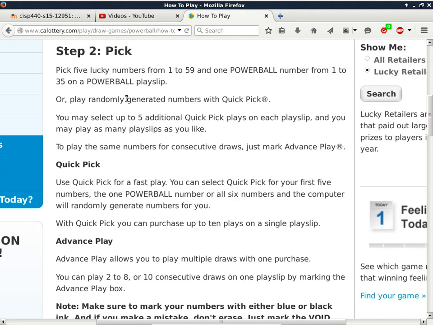Or play randomly generated numbers with quick pick. You may select up to 5 additional quick pick plays on each play slip, and you may play as many play slips as you like. So the bottom line to us, from the mathematical perspective, is you're picking 5 items out of 59, and then plus 1 out of 35. So we want to calculate at least how many possible unique tickets there are with Powerball Lotto.